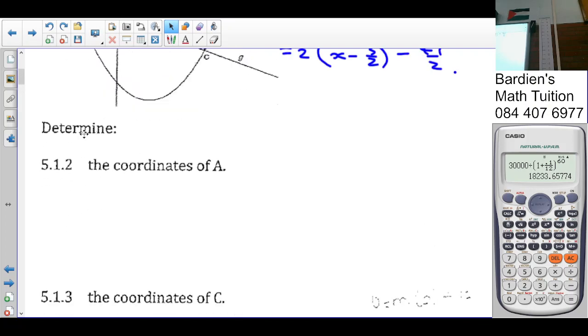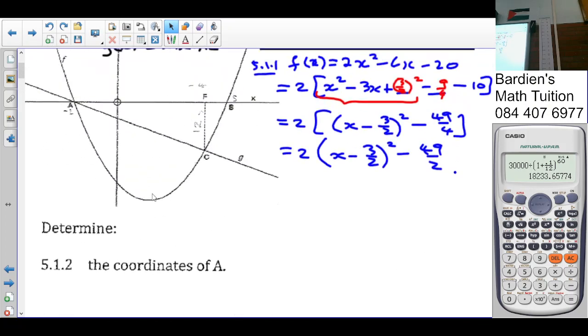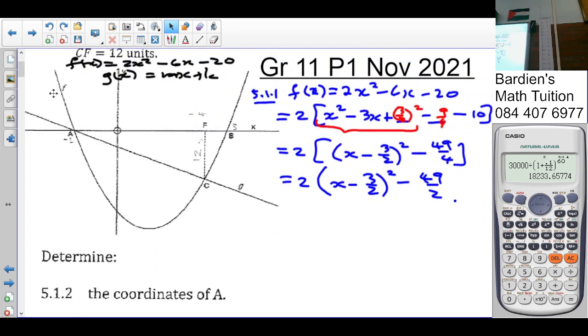The next question says determine the coordinates of A. So what is A? A is my x-intercept. Not so? So how do you calculate your x-intercept? You said y equal to 0. Not so?